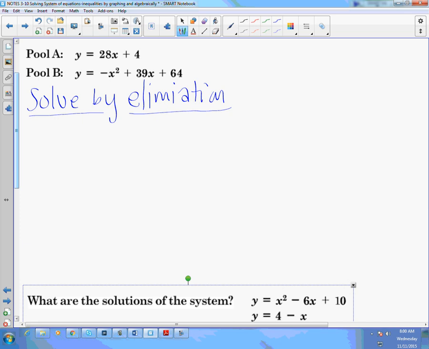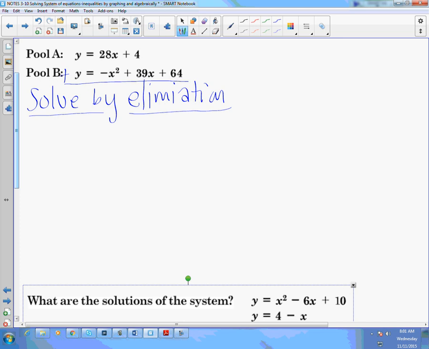So which variable is the easiest to eliminate, the x or the y? There's lots of x's. There's different types of x's. There's x squared, there's x to the first power. So I think that's more difficult. So I would say the y is easier to eliminate. Right now, if we just add these up, we'd have 2y.